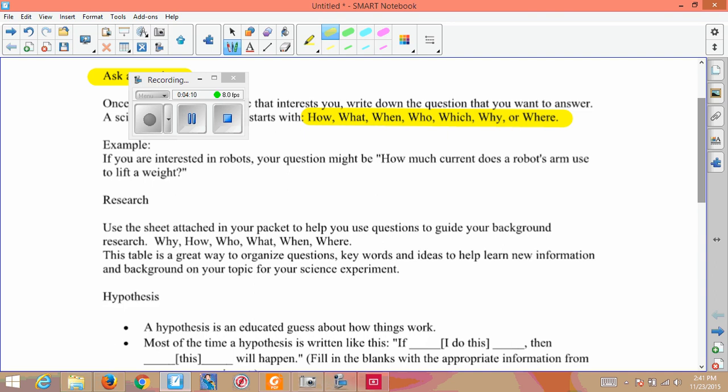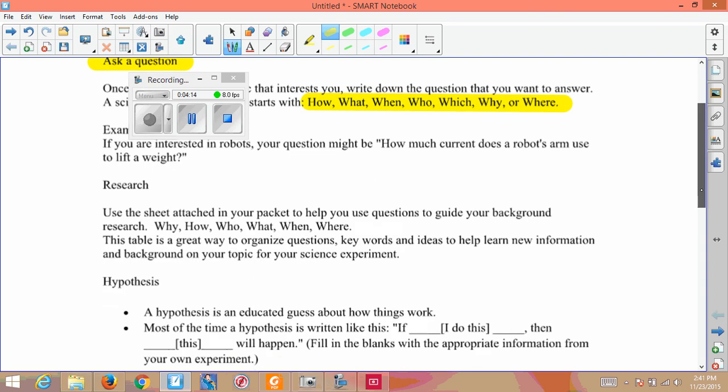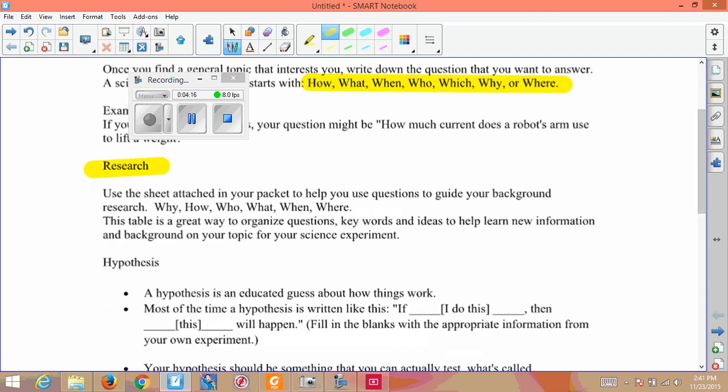So next we do research. Research, again, is where you are looking for information about robots. You're looking for information about electricity, how robots work, how electricity works, how does the electricity power the robot. Right? That brings us to the hypothesis.